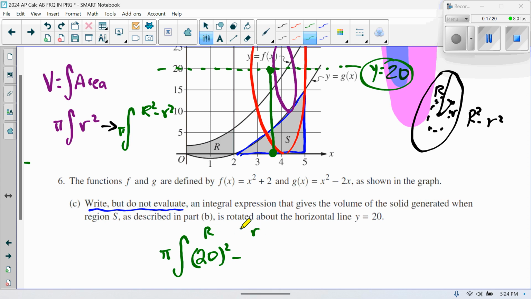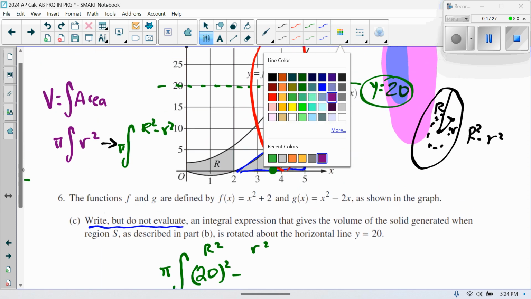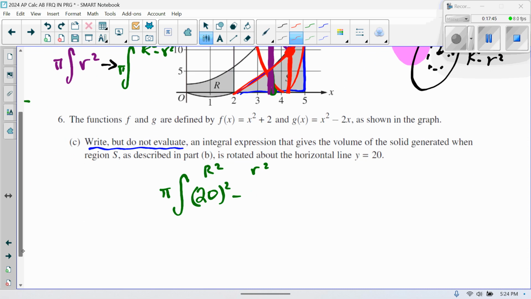The smaller radius, okay, if I go back here, the smaller radius is just going to go from 20 to here. So I got to take all of 20, right? And I want to subtract whatever g of x is, because g of x is my line right there. Okay, so 20 minus g of x. Now, g of x is this here. So I could write it 20 minus g of x, if I want, squared.